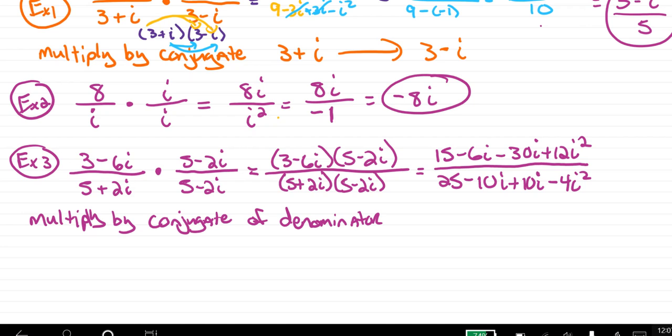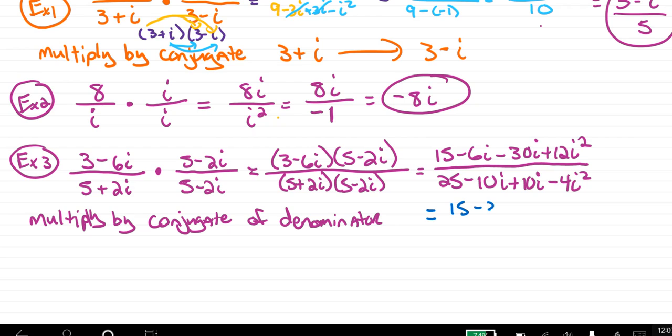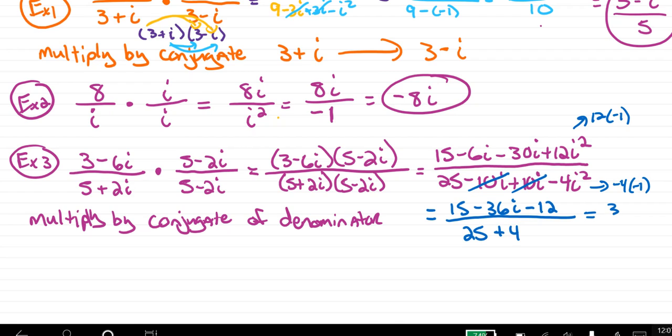Combine like terms at the top, I will end up with 15 minus 36i minus 12. Because again, I'm just going to try to skip some steps. I don't want to write it so many times. It'll be 12 times negative 1 there. That's where I'll get that from. In the denominator, I'll end up with 25. These 10i's cancel out, plus 10 minus 10. And then I'll end up with a plus 4. Because again, this would be negative 4 times negative 1, which is a plus 4. So my final answer will be 3, because 15 minus 12, minus 36i over 29.